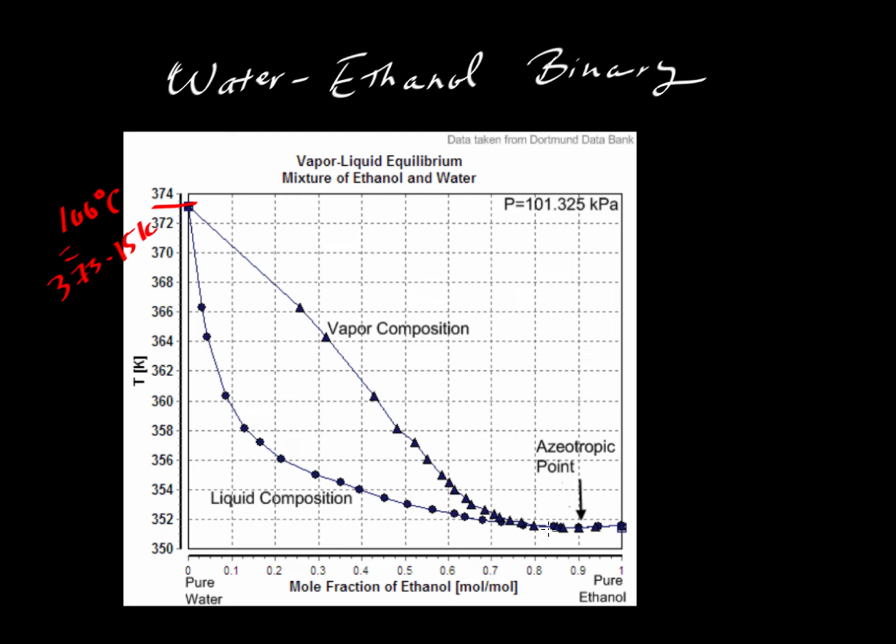It's a little bit messy here. There's a minimum temperature and then it raises up. There's a so-called azeotrope. For our purposes, we're going to ignore all this stuff here. We don't care about the azeotrope just yet.